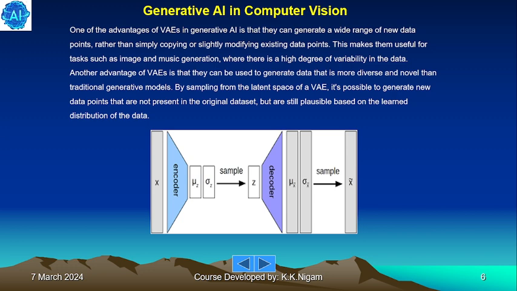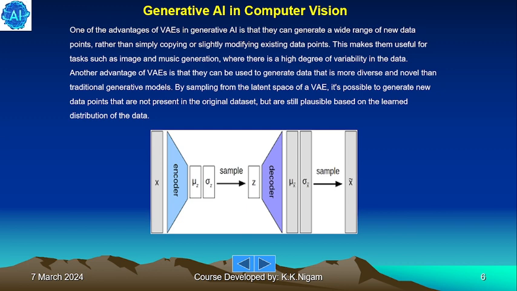One of the advantages of VAEs in generative AI is that they can generate a wide range of new data points rather than simply copying or slightly modifying existing data points. This makes them useful for tasks such as image and music generation, where there is a high degree of variability in the data. Another advantage of VAEs is that they can be used to generate data that is more diverse and novel than traditional generative models.